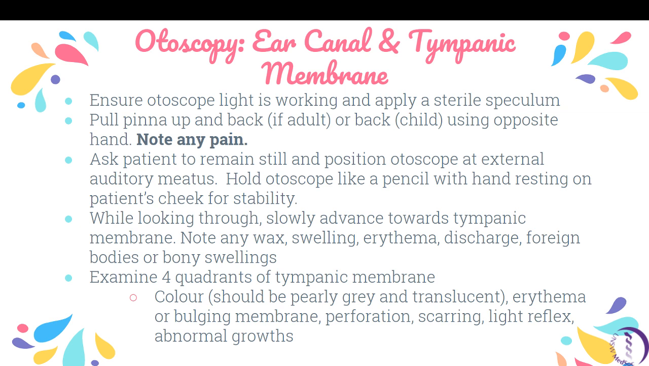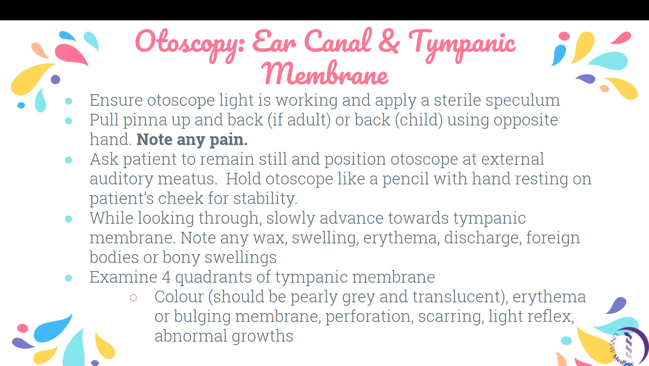So you want to position the otoscope at the external auditory meatus. You're holding it like a pencil, and you want to rest it on the patient's cheek for stability. That way, if anything happens and you get pushed, you're not going to be pushing the otoscope further into the ear. It's going to be stabilized there. When you're looking through, you want to slowly advance towards the tympanic membrane.